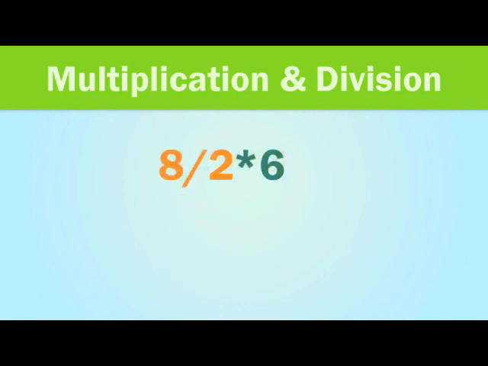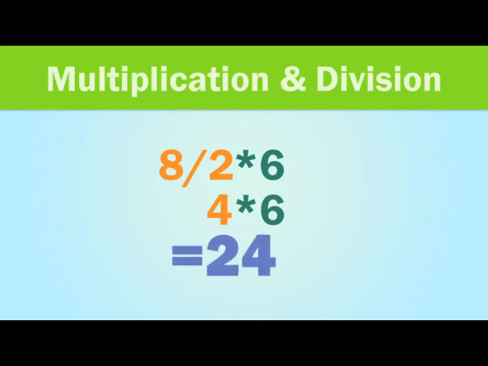Now, multiplication and division are considered to be at the same level, and that means if you have both of them in your formula, they're calculated from left to right. In this example, we'll do the division first, and then the multiplication. If we wanted the multiplication to happen first, we could just put it in parentheses, or we could rearrange the formula so the multiplication was on the left.